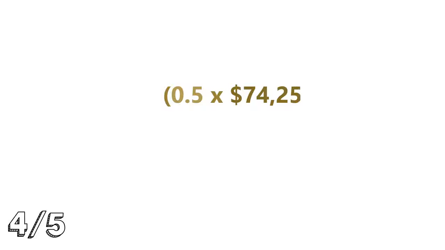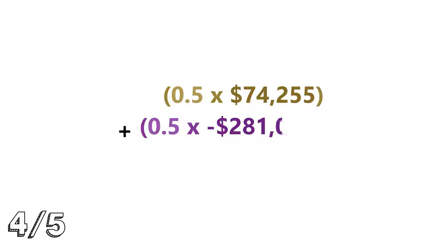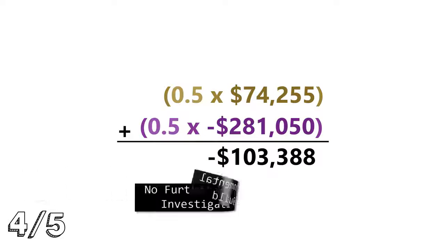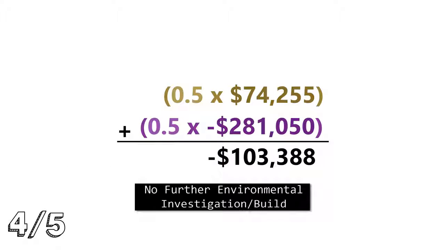0.5 times $74,255 plus 0.5 times negative $281,050 equals a negative $103,388. The negative $103,388 represents the possible clean or contaminated outcome adjusted net value of the no further environmental investigation/build scenario.